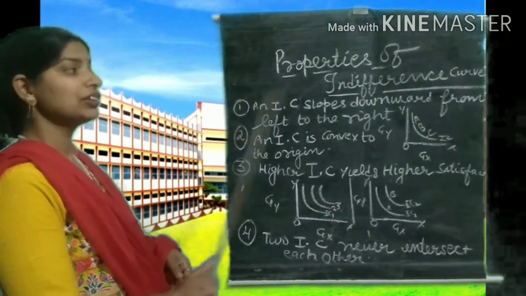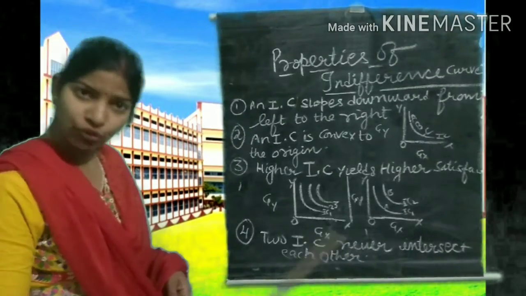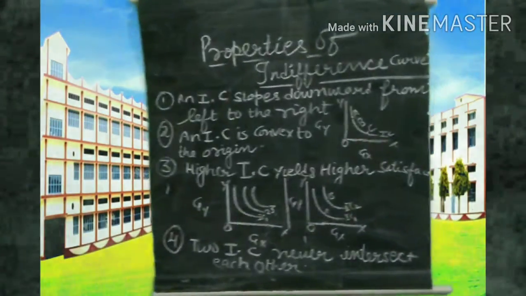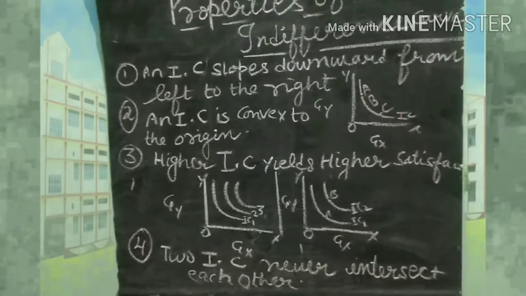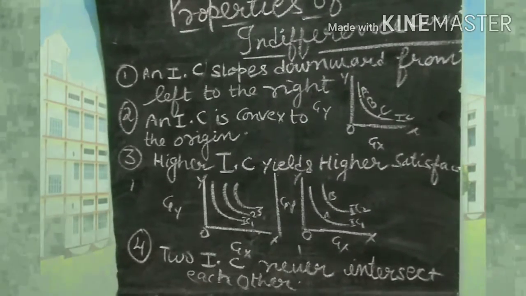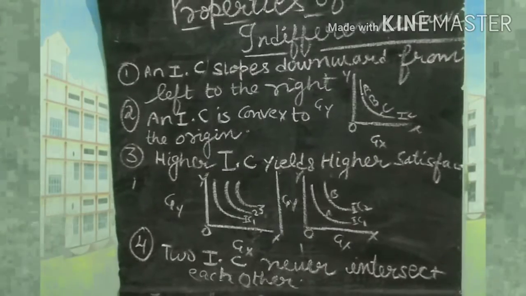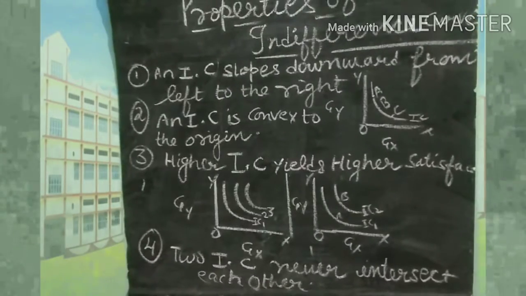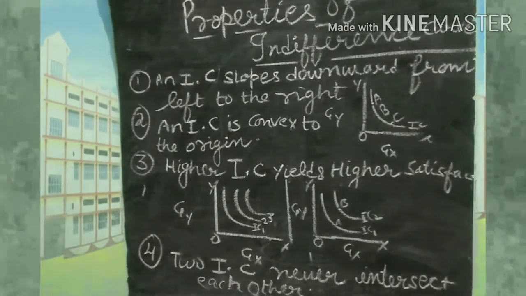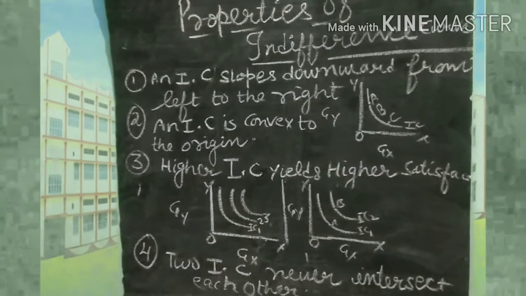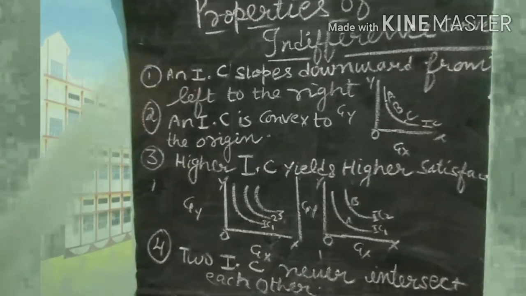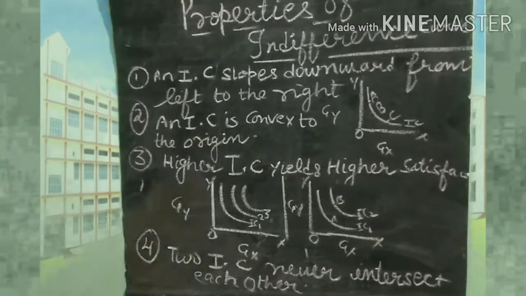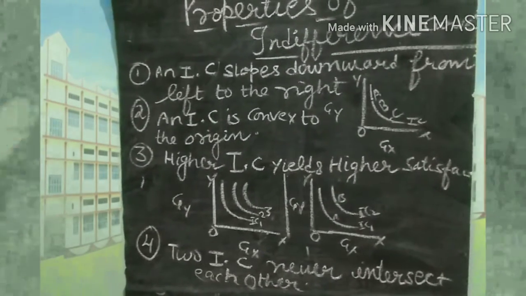The first is the slope of IC curve: downward from left to right. An indifference curve slopes downward from left to right. The reason is that if a consumer consumes more of one commodity, he must consume less quantity of the other. As yesterday in the table we have done, when he was taking more quantity of clothes, then less quantity of food he was taking because he has to maintain balance. That's why less quantity of one commodity and more quantity of the other commodity.